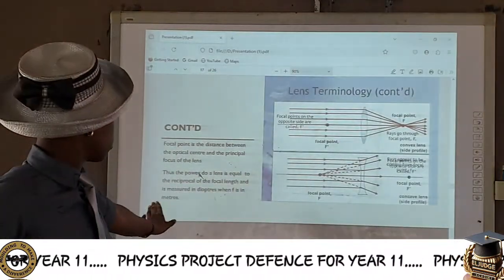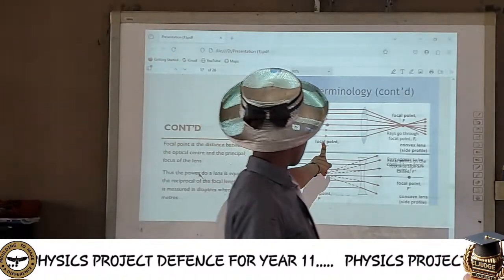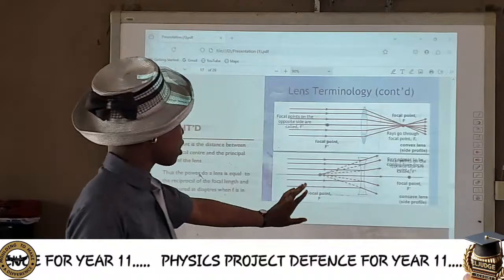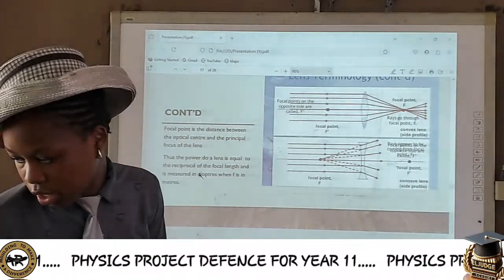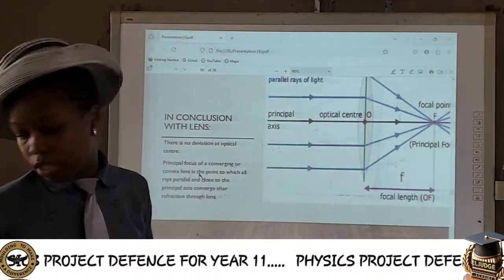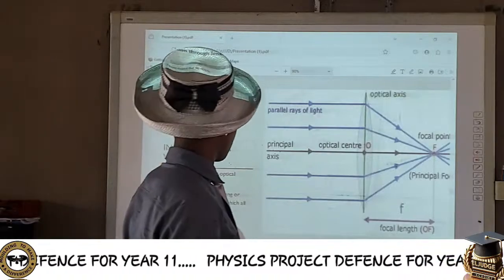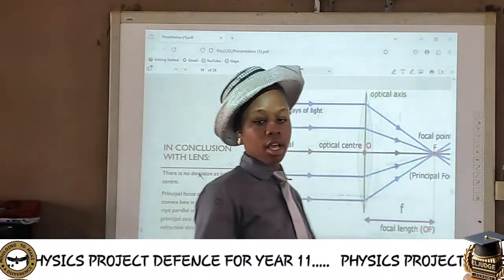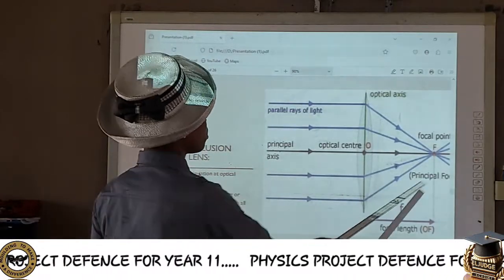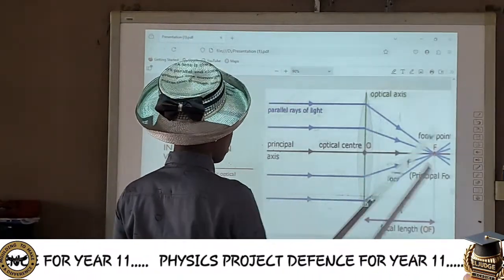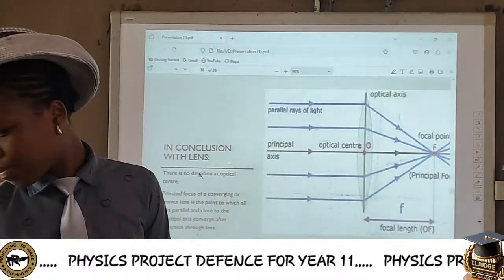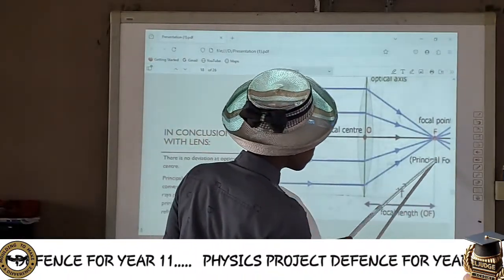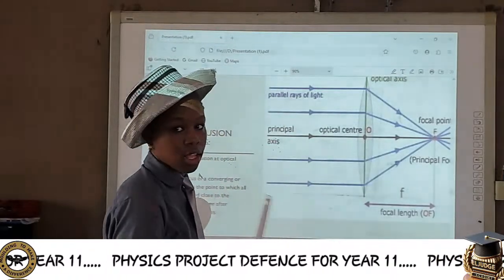Then these are the terminologies continuing. We have the focal point, and this is the convex and concave lens illustration. And then this is a more simplified diagram of all the parameters. We have parallel rays of light, principal axis, optical center, and we have the principal focus, focal point, optical axis, and focal length. What's the focal length? Focal length is the distance between the focal point and optical center.